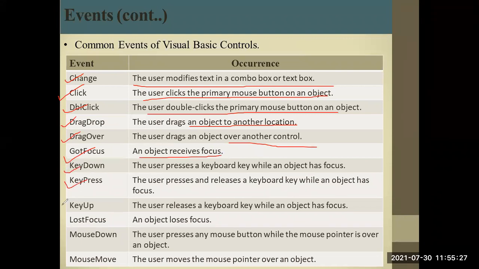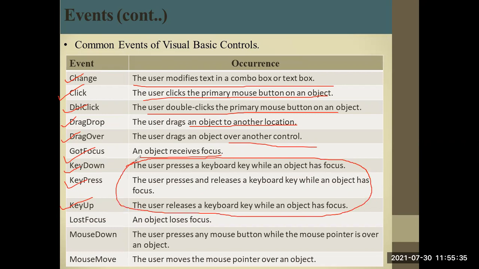Then key down, key press, and key up. These three are associated with keyboard events. Then lost focus is very important, when the object is not in an active state. Then there are mouse up, mouse down and mouse move, which are associated with mouse events, whenever the mouse pointer is over the object and whenever the mouse pointer moves over the object. That's it. You can note it down if you want.